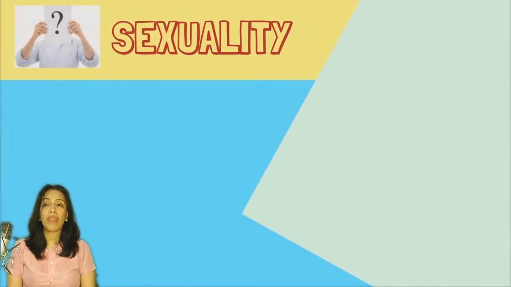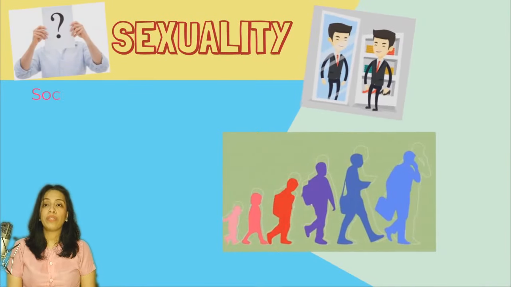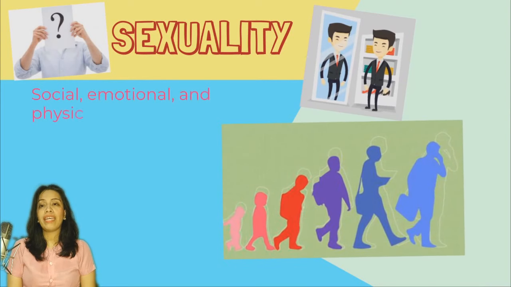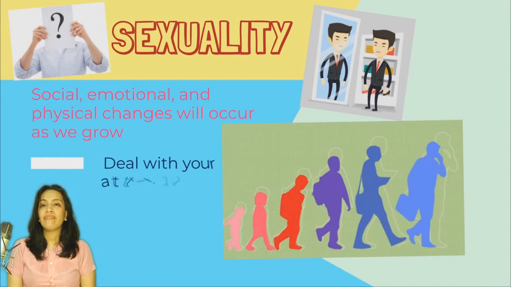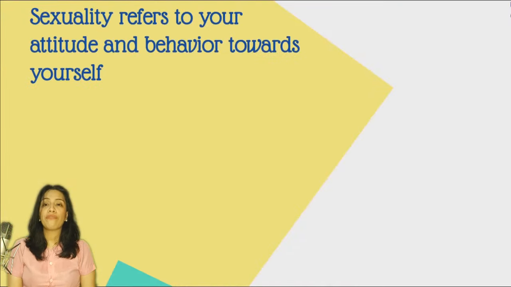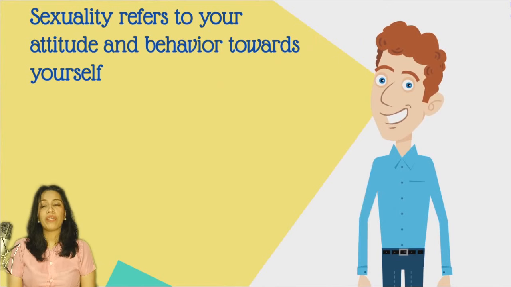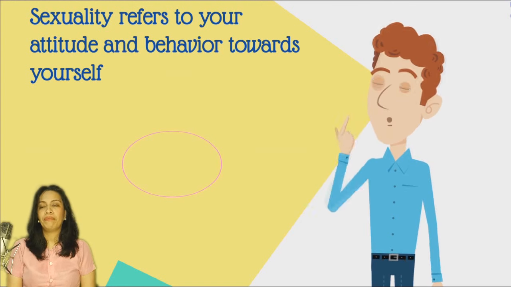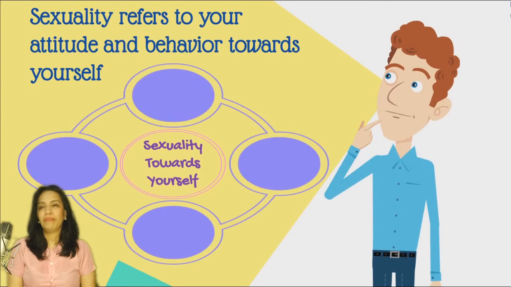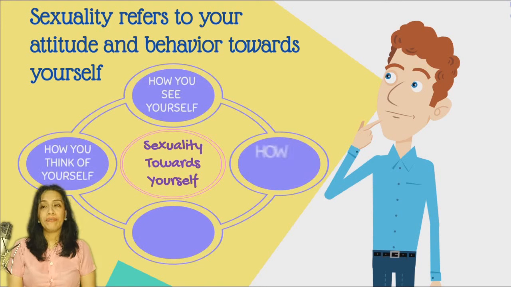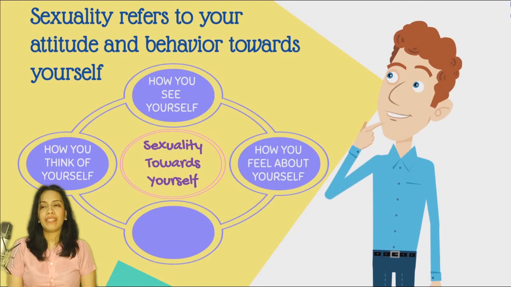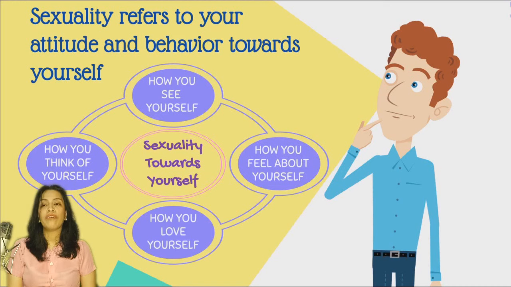Sexuality means you have to be aware of yourself better. As you grow older, you will experience a range of social, emotional, and physical changes. As these occur, you need intensive knowledge on how to deal with your attitude and behavior. Sexuality refers to your attitude and behavior towards yourself. Be aware of the following and answer through your thoughts. Sexuality towards yourself: how you see yourself, how you think of yourself, how you feel about yourself, and how you love yourself.